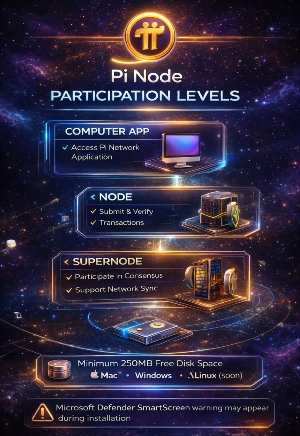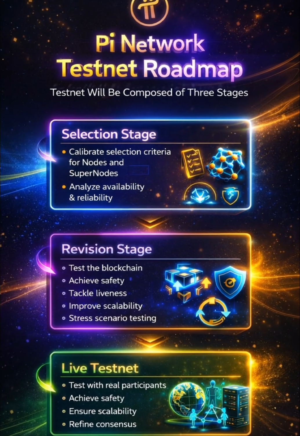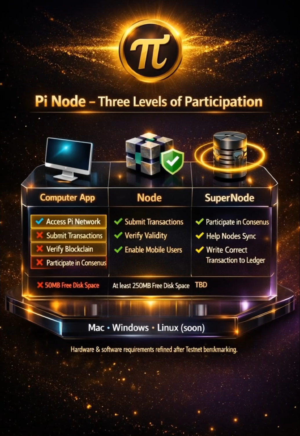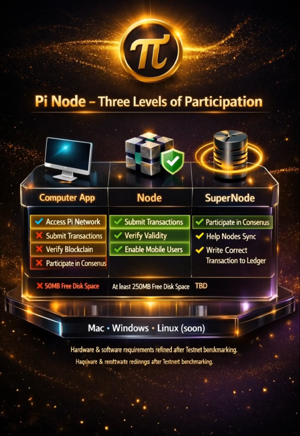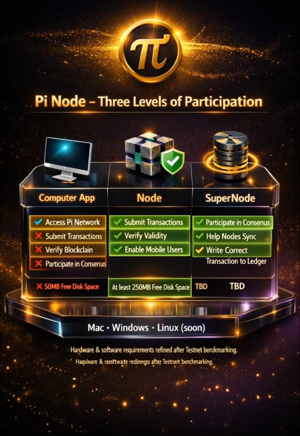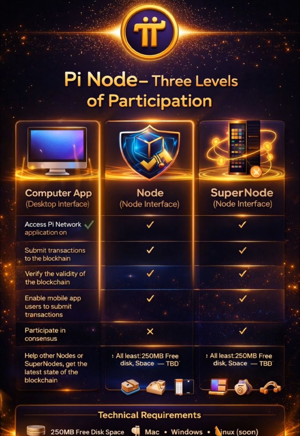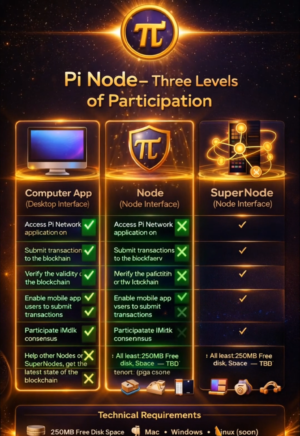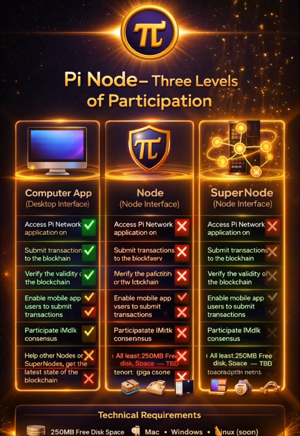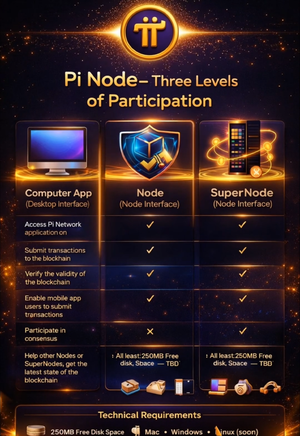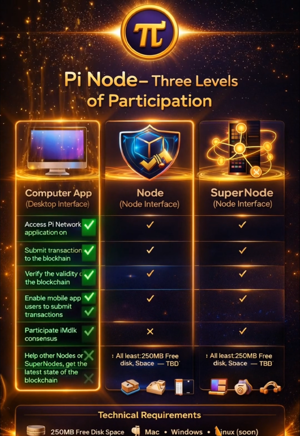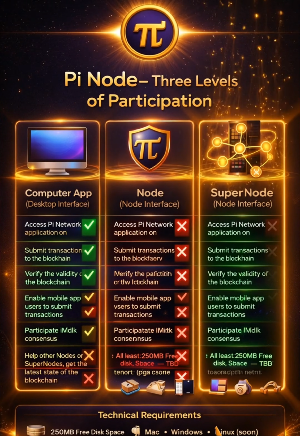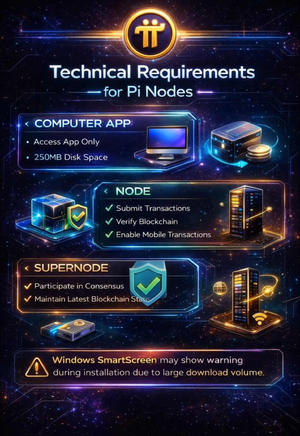Pi Network Node Participation, Selection, and Testnet Road Map. There are currently 3 levels of participation available for pioneers who want to use the Pi Node software on their computers: Computer App, Node, and SuperNode. Each level represents a different degree of contribution to the Pi ecosystem, ranging from simple desktop access to full blockchain consensus responsibility. First, the Computer App level refers to using only the desktop Pi app interface within the Node software.